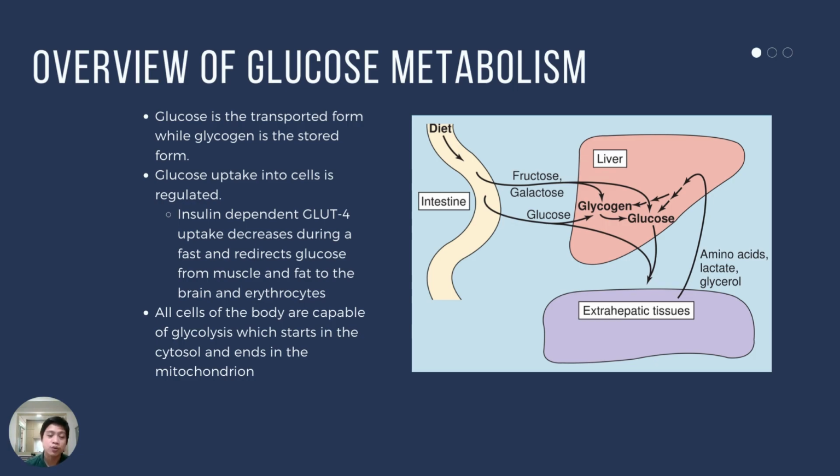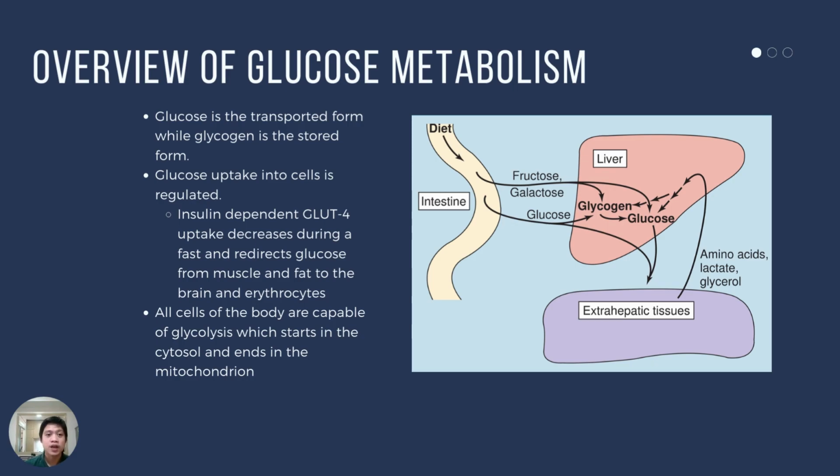Right from this diagram, you will understand that all the cells of the body will utilize glucose, and therefore glucose has to be transported by the circulation, and that glycogen is some form of a buffer for the levels of glucose. It is the storage form of glucose. Glucose uptake into the cells is regulated. As you understand, this is through the action of insulin and non-insulin dependent glucose transporters.